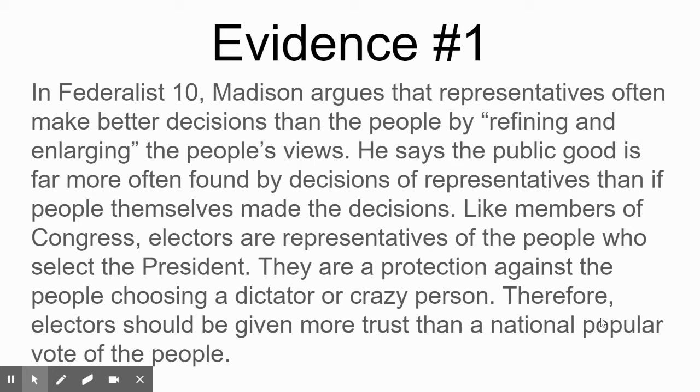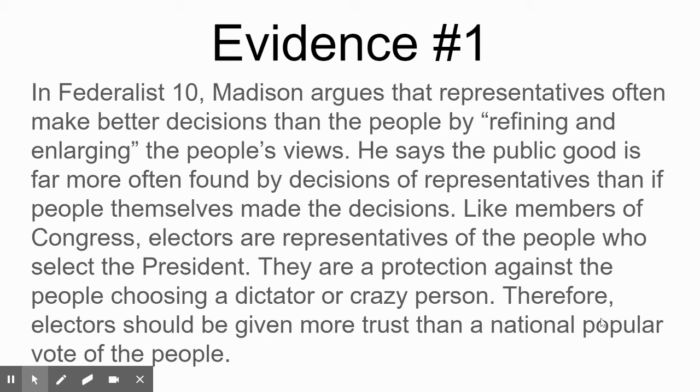In Federalist 10, Madison argues that representatives often make better decisions than the people by, quote, refining and enlarging the people's views. This is something that we've written on your document that you need to be studying. He says the public good is far more often found by decisions of representatives than if the people themselves made the decisions. Like members of Congress, electors are representatives of the people who select the president. They are a protection against the people choosing a dictator or a crazy person. Therefore, electors should be given more trust than a national popular vote of the people.